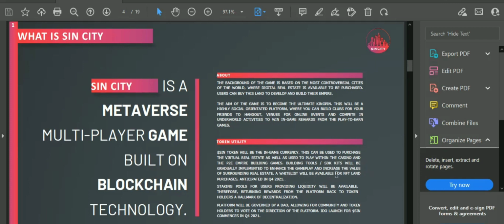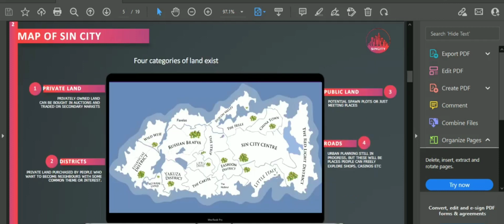A whitelist will be available for NFT land purchase, based in Q4 2021. A staking pool will be available for users providing liquidity, returning revenue from the platform back to token holders, a hallmark of decentralization. The platform will be governed by a DAO, allowing the community and token holders to vote on the direction of the platform. Ideal launch for Sin City is in Q4 of 2021.